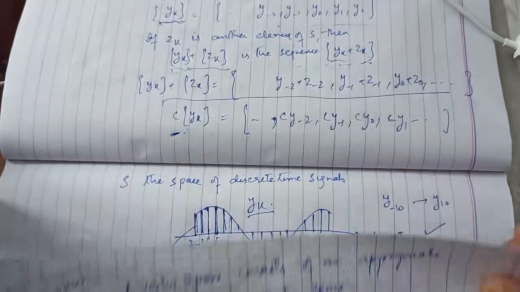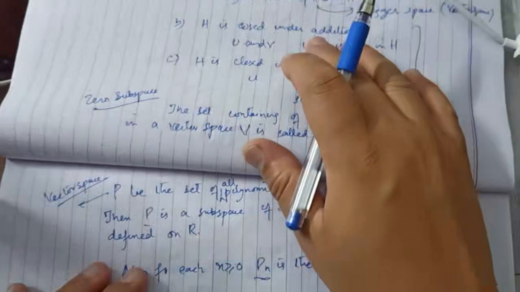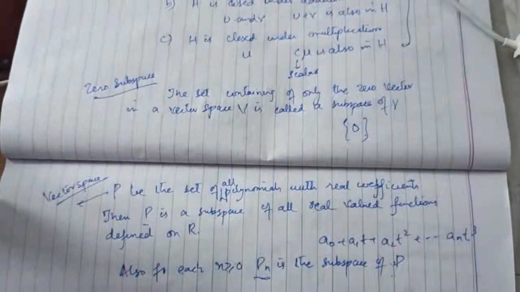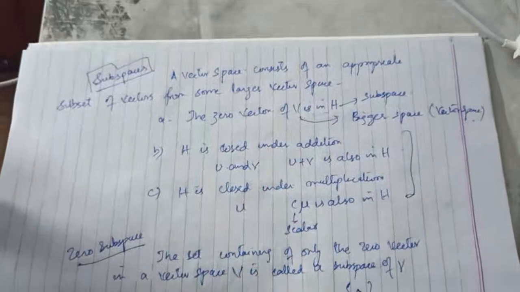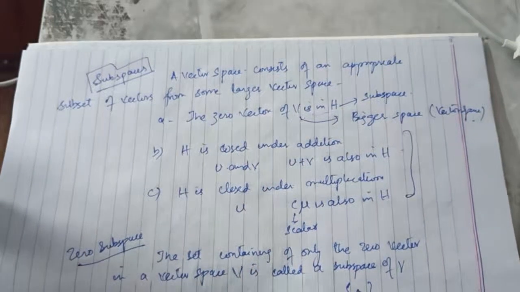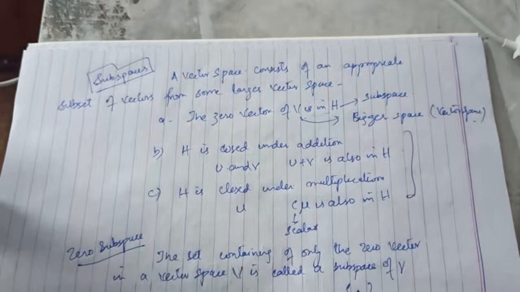So, more practically, we are often not interested in infinite spaces. We are actually interested in an appropriate subset of vectors from some larger vector space. In order to deal with those spaces, we don't have to exactly prove all the 10 axioms.